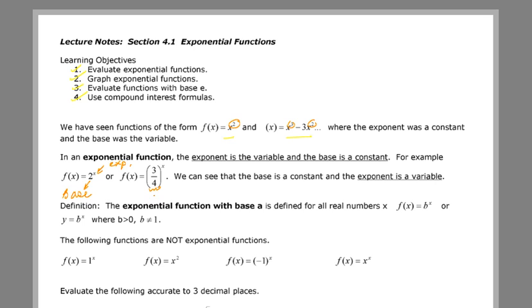Always have to have a base. The base is the part that's raised to a power. So here is the base of 3/4. Here is our exponent of a variable x.